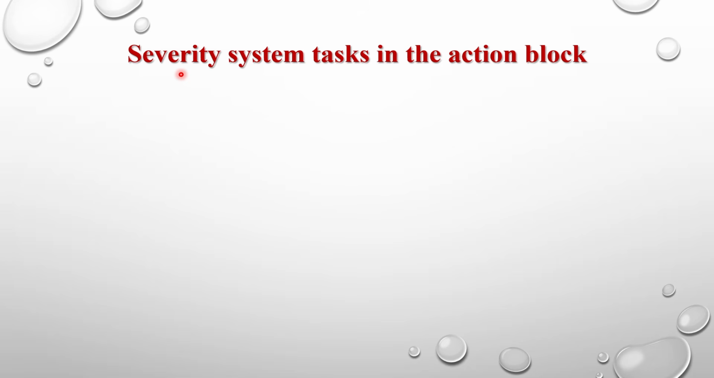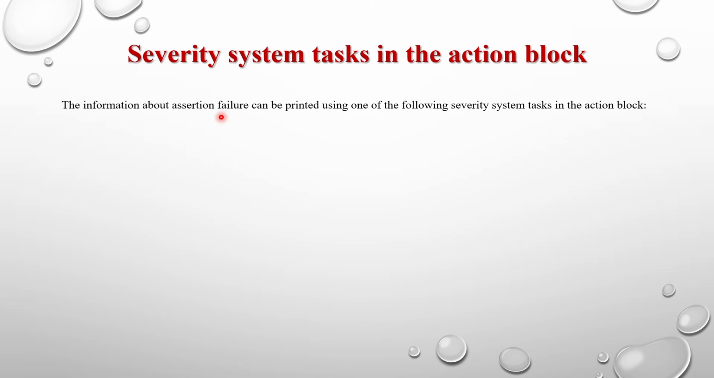Now we will see severity system tasks in the action block. Severity system tasks are nothing but printing statements. The information about the assertion failure can be printed using severity system tasks. Let's see all the severity system tasks one by one. The first one is $fatal. $fatal is a runtime fatal, and when it is executed, it terminates the simulation. The second one is $error. $error is a runtime error; when it is executed, it stops the simulation and reports the error.